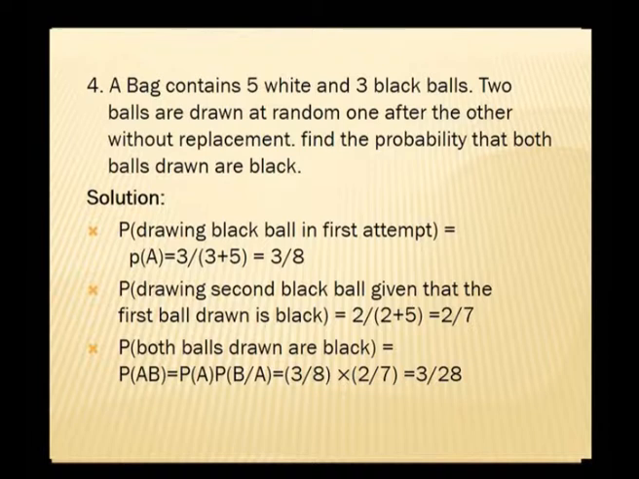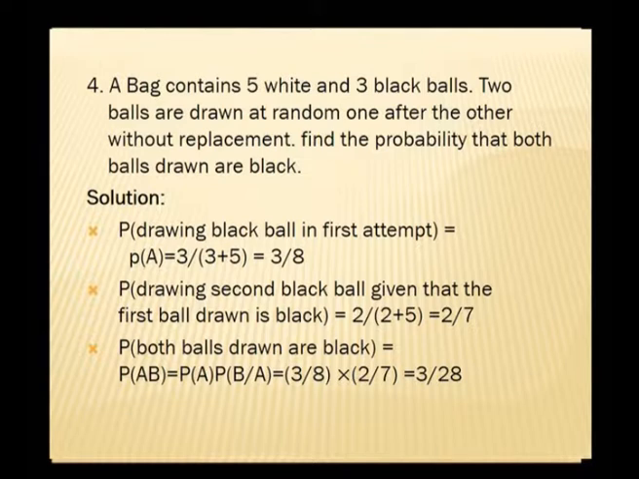Probability of drawing the second ball given that the first ball drawn is black. See, this is a conditional probability, and you can determine it by taking 2 divided by 2 plus 5. Hence, the probability of drawing the second ball to be black is 2 by 7.